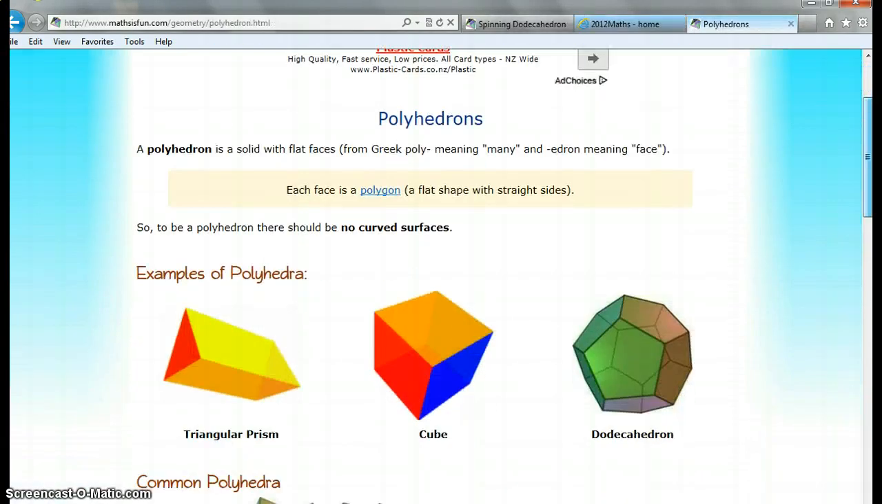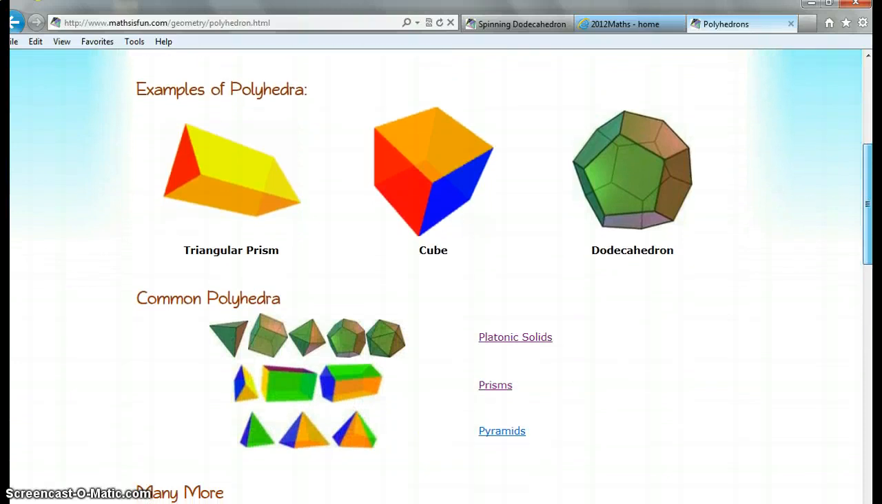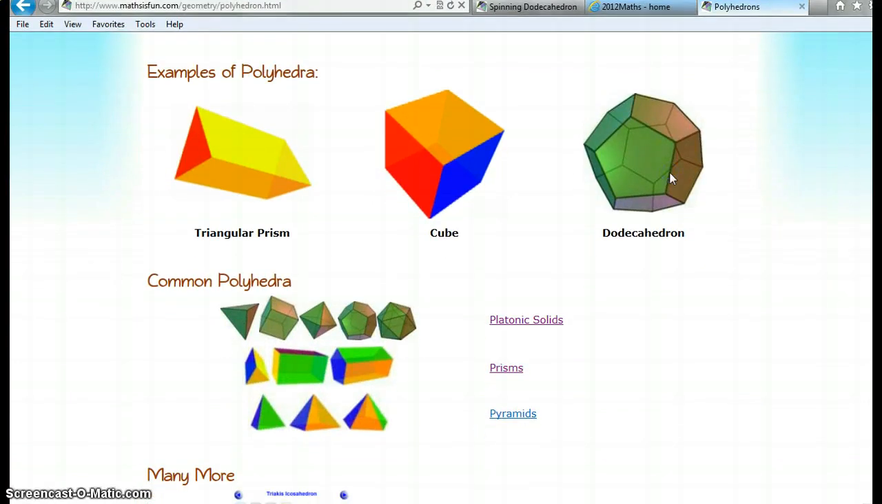And now we can actually have a look at the polyhedra on Maths is Fun. So the dodecahedron is one of the Platonic solids. A cube is a Platonic solid. A triangular prism is not a Platonic solid because it doesn't have all those properties of symmetry. It doesn't have that same regular polygon forming this 3-dimensional shape with perfect symmetry, if you like.